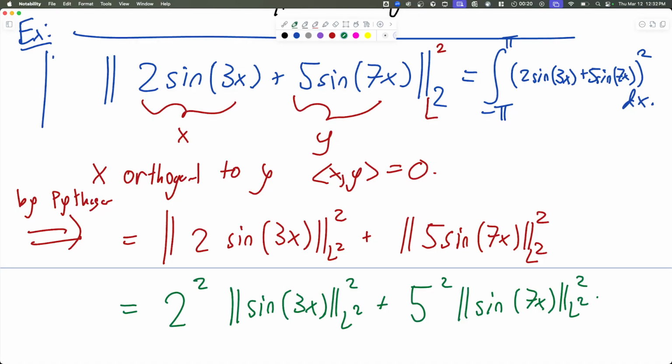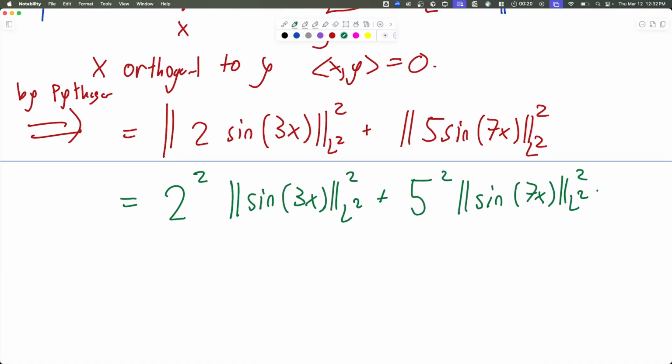Can we answer the actual integral? What is the norm of the sine of 3x? The norm of sine of 7x? Yeah, 0. They're not 0. So again, this is the same mistake that was made in the back row, right? The integral of sine is 0, but we're doing the integral of sine squared. So it's not 0, but it is another special number. Yeah, it's pi. This is what we did before. It's 2 squared times pi plus 5 squared times pi, also known as 2 squared plus 5 squared times pi.